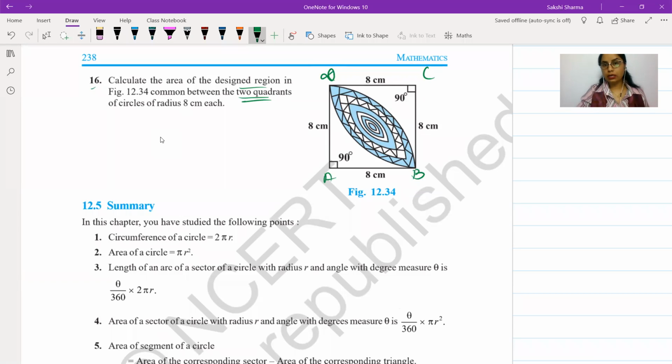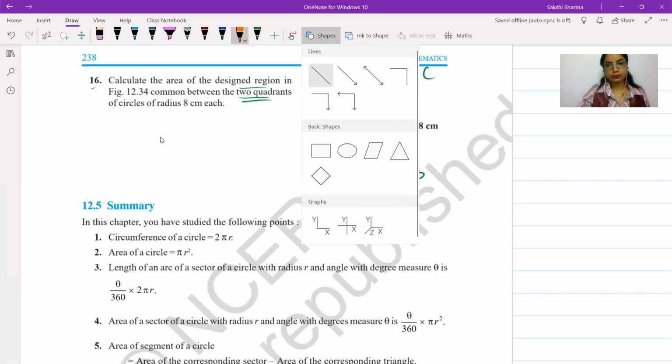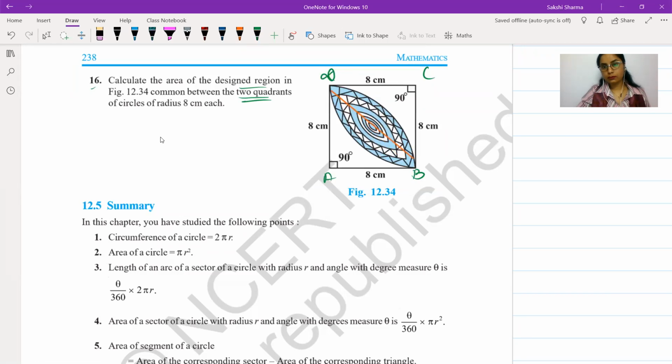You have to find out the area of this design region, the shaded portion over here, and this is included between two quadrants. The easiest way to find out the area for this is if you just draw one of the quadrants, and let's draw the diagonal for this, which will divide your square into two separate triangles.